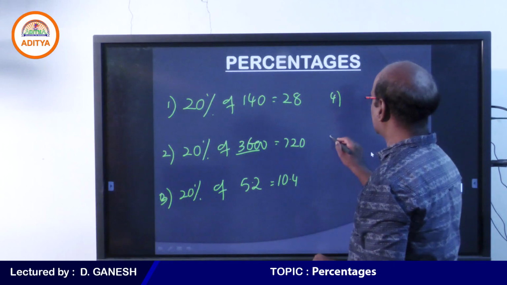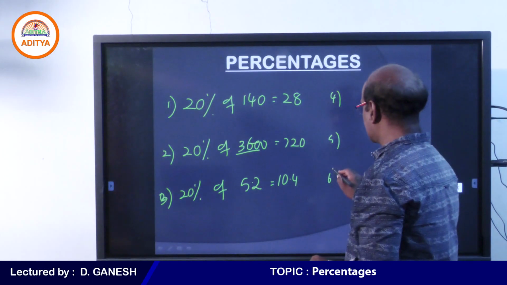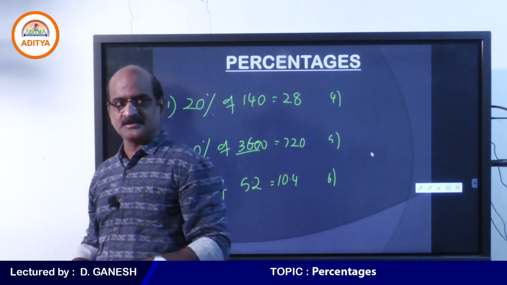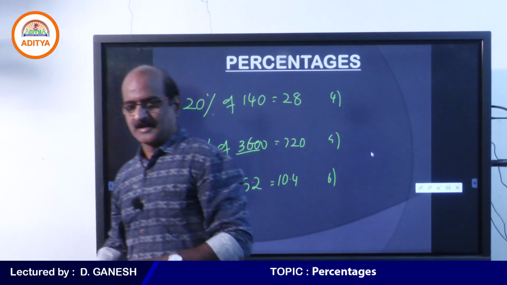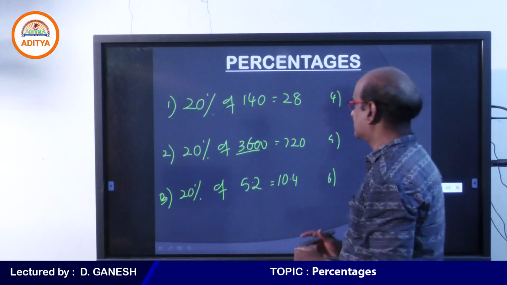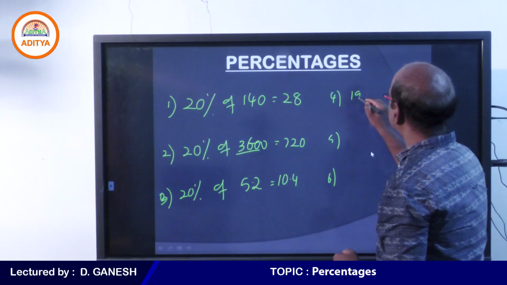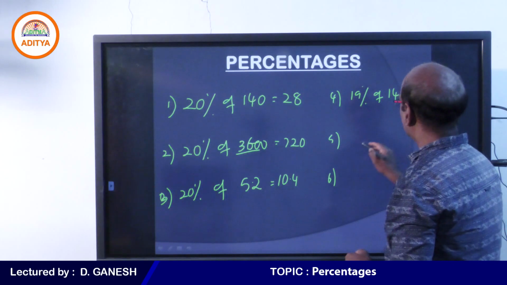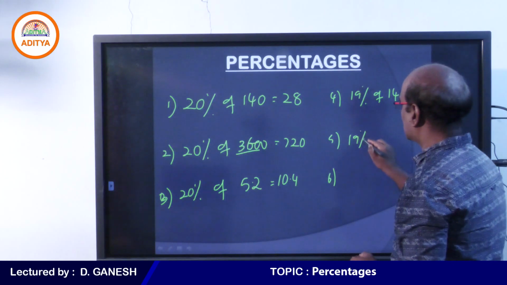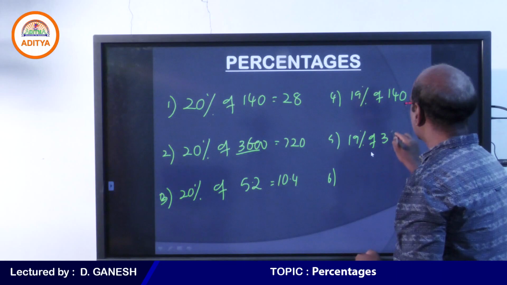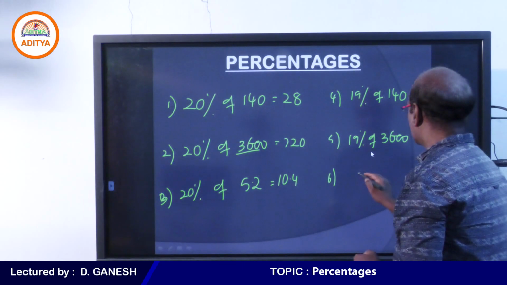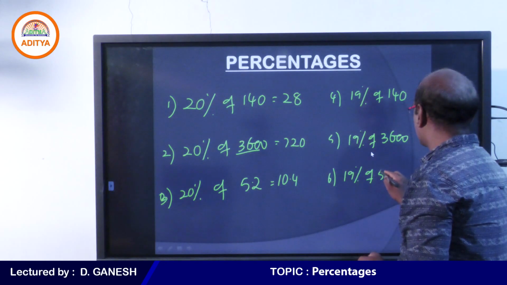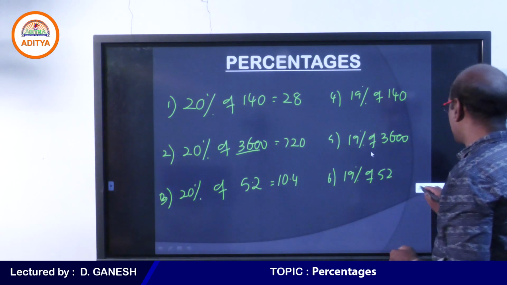Please continue, because I understand that you are doing well with this. 10% and 20% is not a very big issue. I think you can do this. Shall we move on to the next one? Now here we go. What is 19% of 140? What is 19% of 3600? What is 19% of 52? Come on, make it fast.